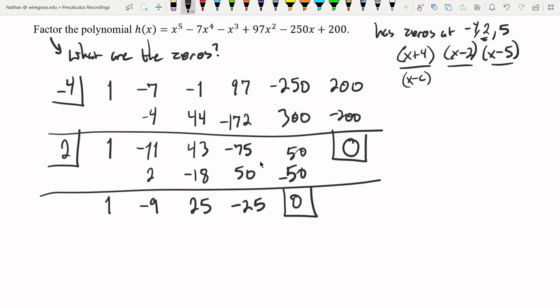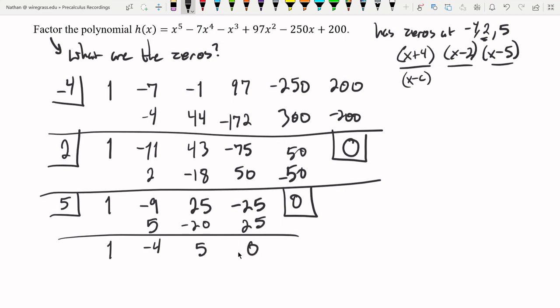The last one to remove is the 5. So let's go ahead and do that. 1 plus 0 is 1, times 5, times 5, times 5. And you can see we get 0 again, which is what we expect. So our remaining polynomial is 5 plus negative 4x, plus 1x squared.